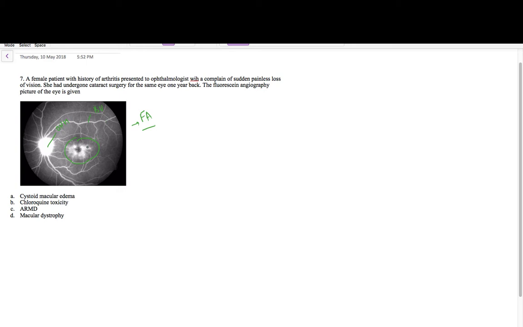You have the central zone and some fluffy type of leakage near the macula. So what is this? This is basically a cystoid macular edema, with flower petal appearance. This is called the flower petal appearance of the cystoid macular edema.